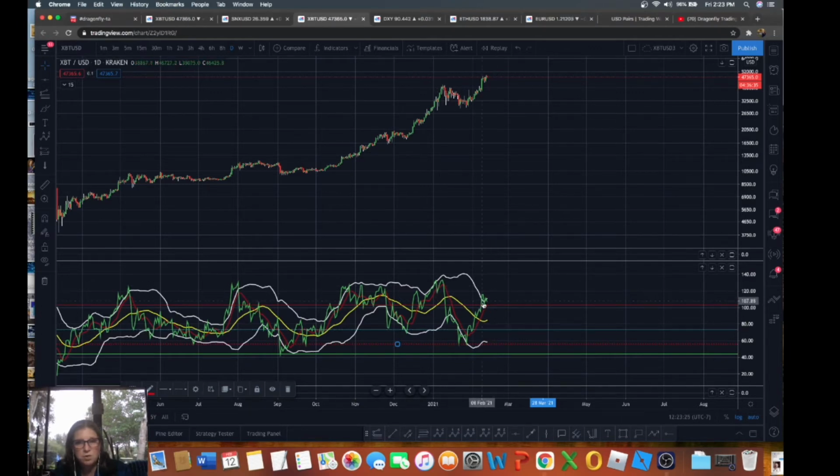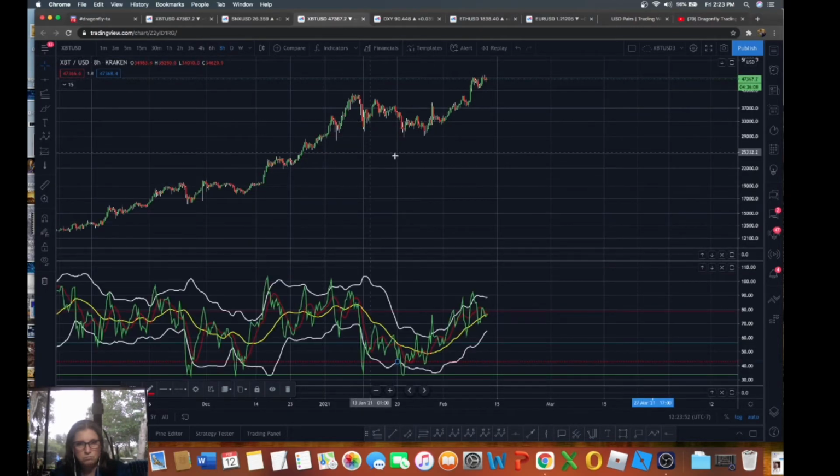But we do have divergence being created here, which leads me more to believe that we are possibly going to get that running flat, where the C wave down does not break the bottom, but yet the RSI comes all the way down. But we'll have to wait and see on that. 8 hour, same thing. We're creating divergence. So we've got bearish divergence, but it's holding support right now on this middle band.